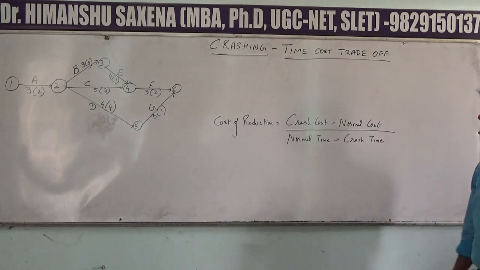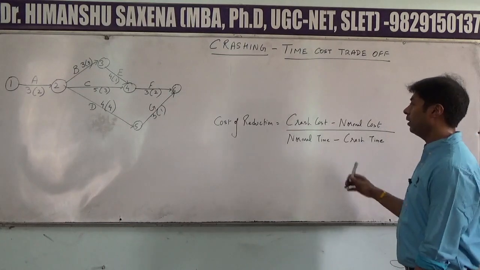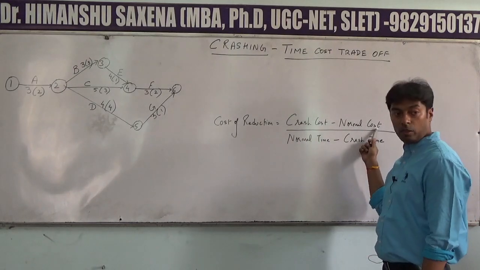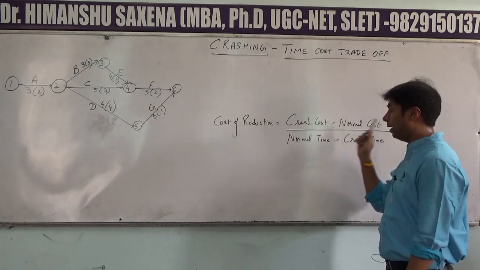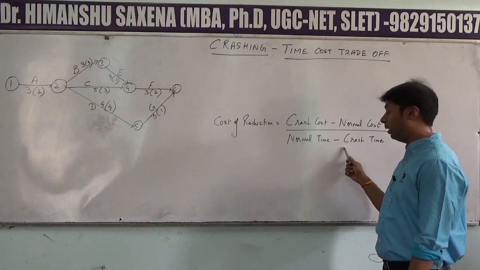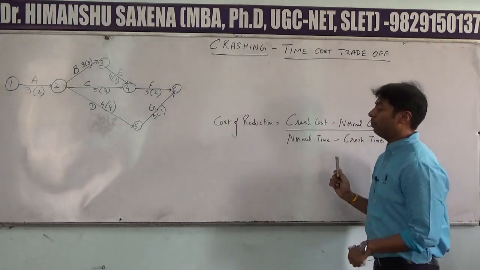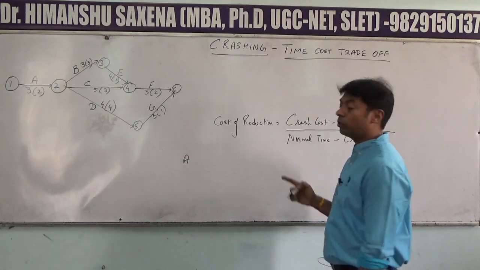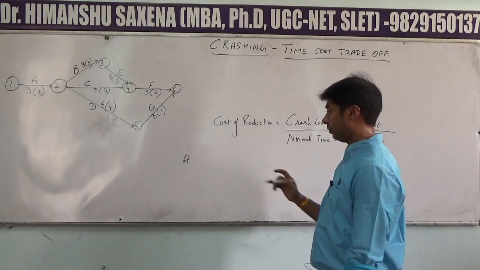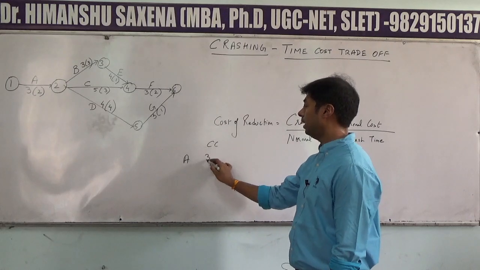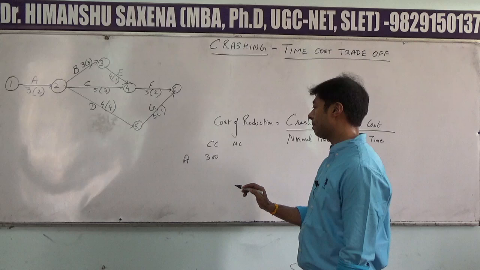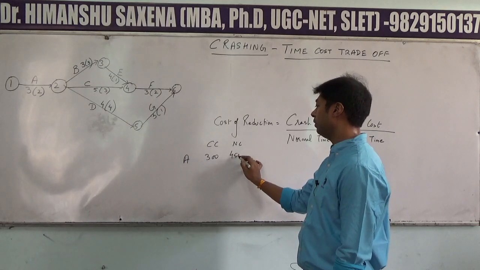Right? So cost of reduction is calculated by using this formula, which is crash cost minus normal cost, whole divided by normal time minus crash time. Now please tell me, what is the crash cost of activity A? 300. Crash cost is 300. What is the normal cost of activity A? 450.